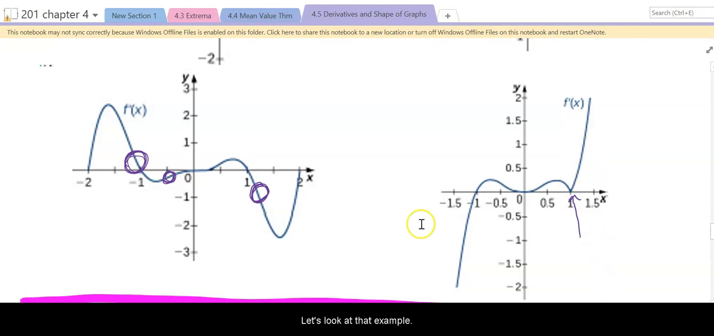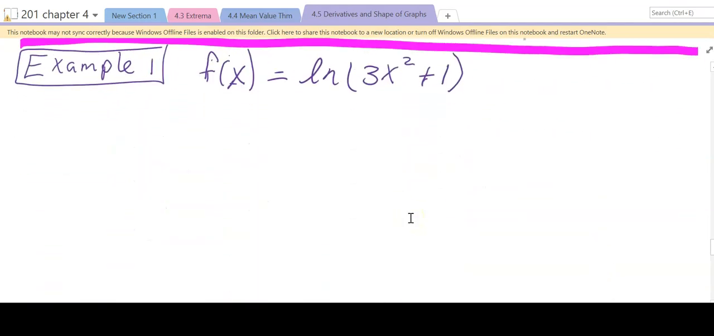Let's look at that example. Here's example 1. Let's take a look at this function and find out where it is concave up, concave down, and where the inflection points are. To find an inflection point, we know that the second derivative has to change sign, or it has to be 0 there. So an inflection point is where it changes from one to the other.